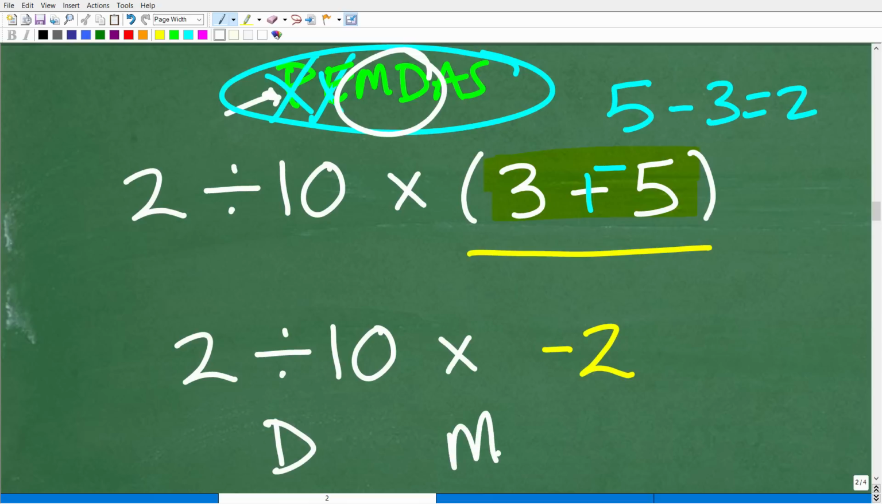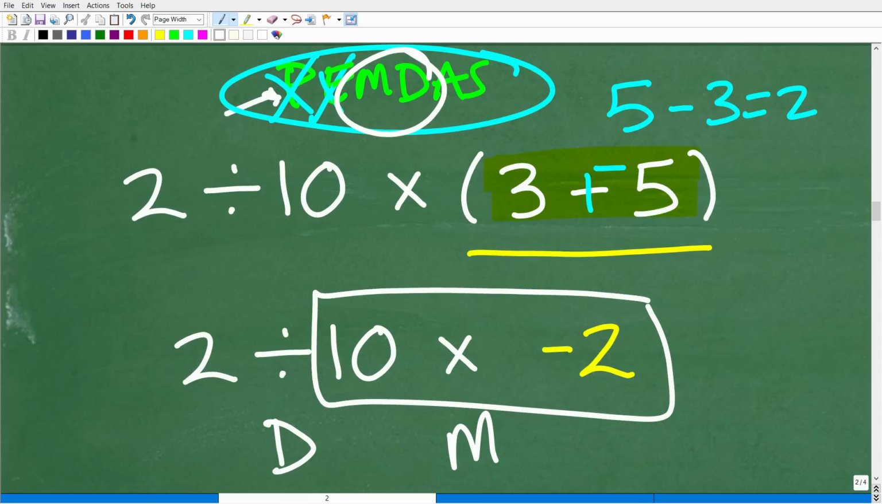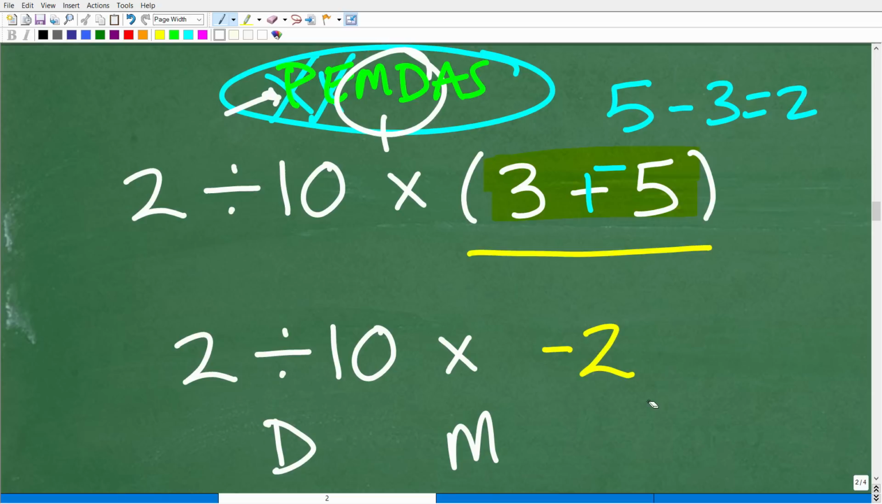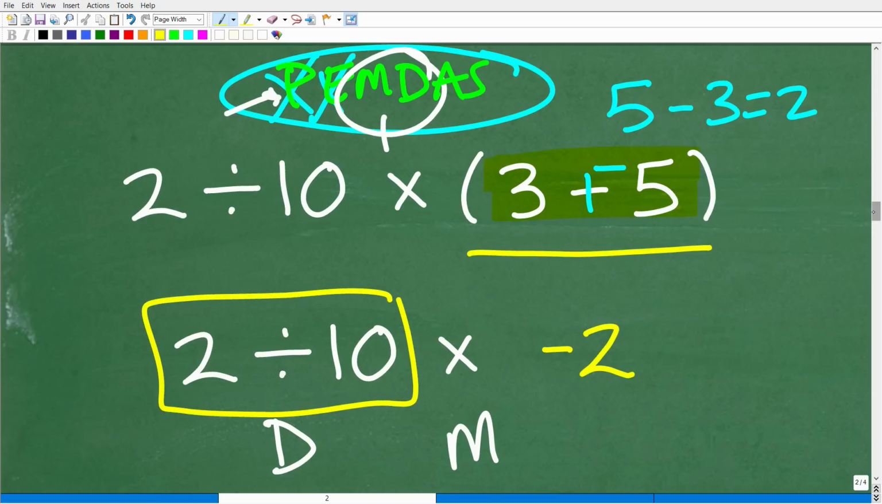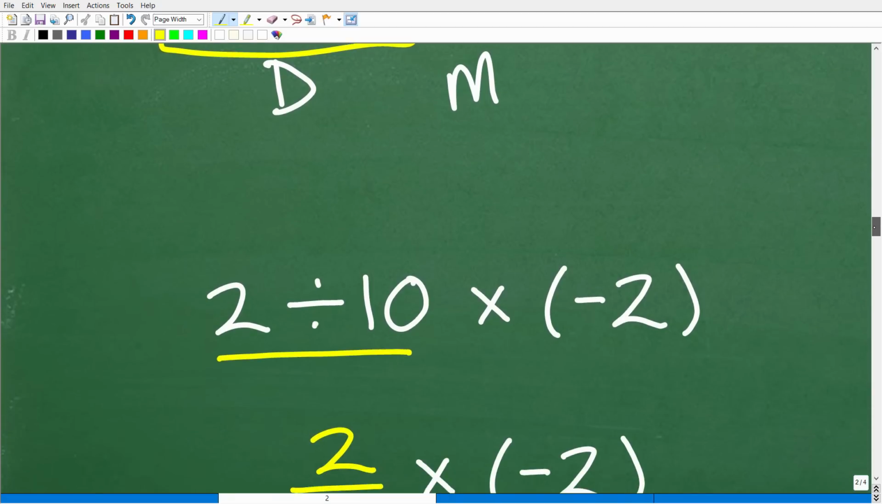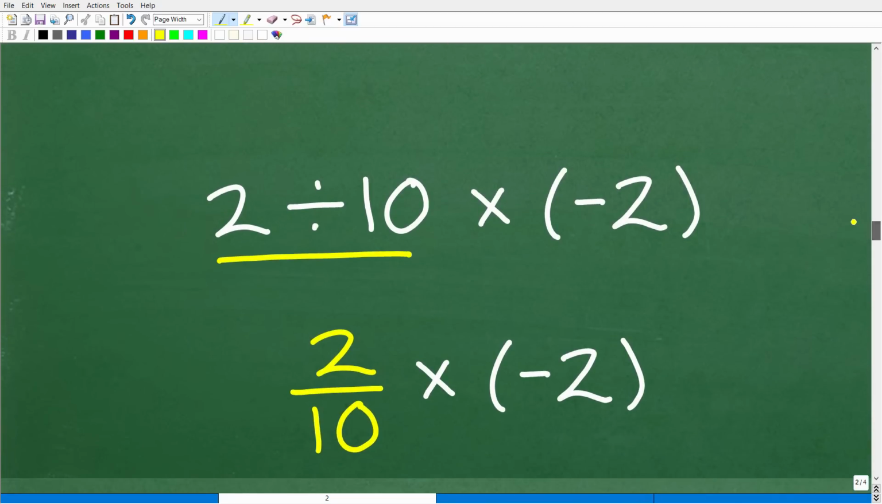What am I going to do first? A very, very common source of confusion is students would do the multiplication first because they see the M in PEMDAS. Nope, I see division first from left to right, so I have to do this first. Okay, so let's go ahead and do that now. So 2 divided by 10, I'm going to just write this as a fraction, 2 over 10, and that's going to be times this negative 2.